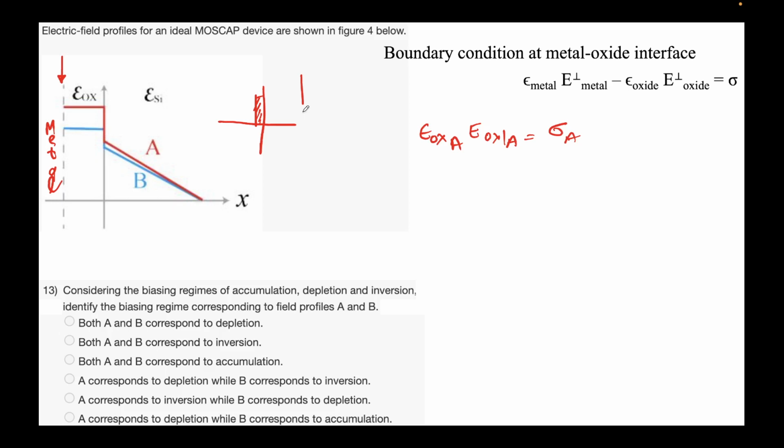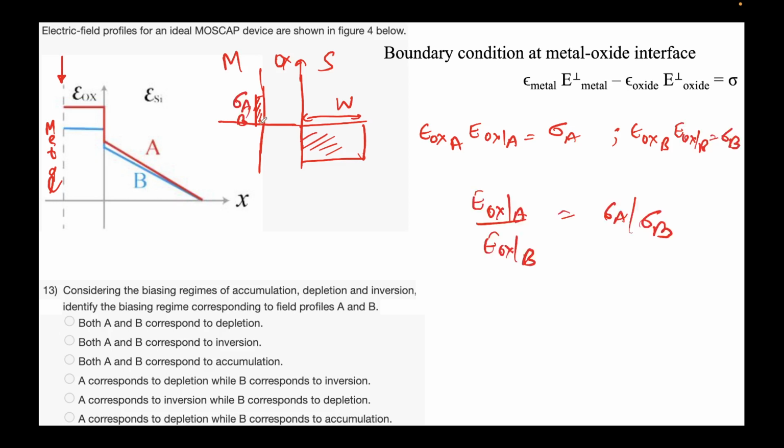Similarly, I can write epsilon ox E ox B, the electric field in oxide of B, equal to sigma B. Assume that the oxide is the same for both. All right, so I'm going to divide these two expressions. I'll get E ox A divided by E ox B equal to sigma A by sigma B. This is the charge I'm talking about, sigma, either it's A or B, so different.